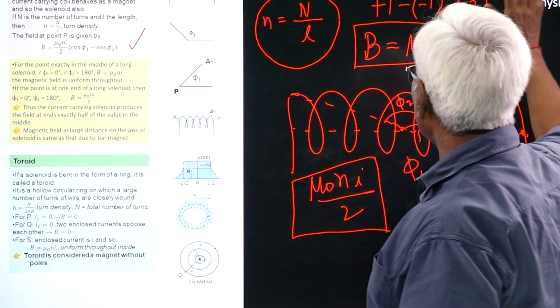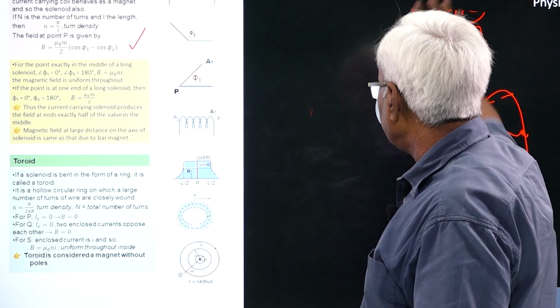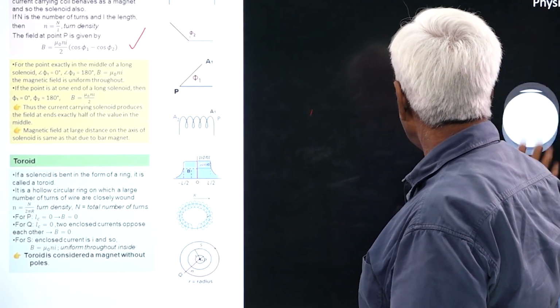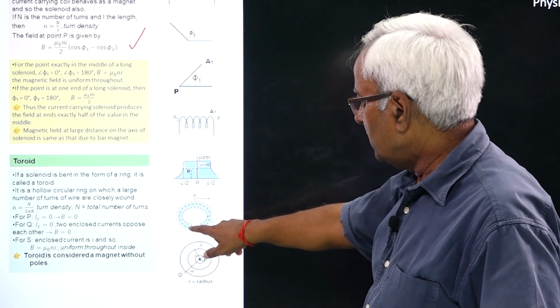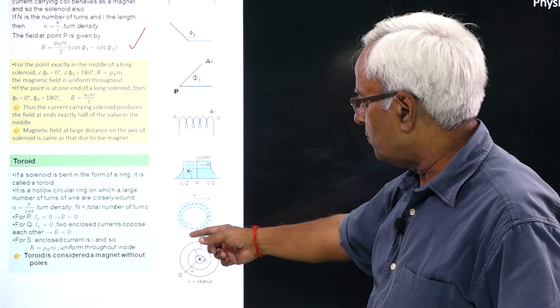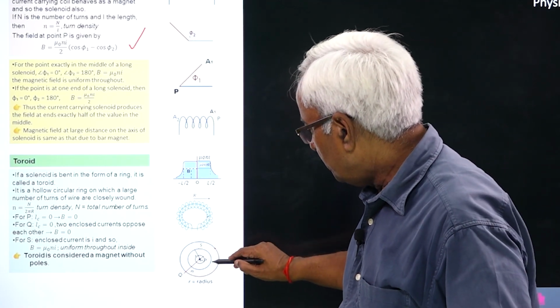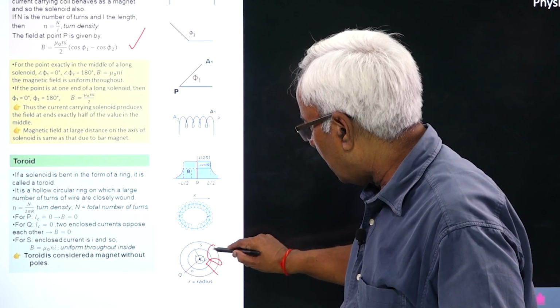Now, what is a toroid? A toroid is a solenoid bent in the form of a circle. As I have shown over here, it's simply a circular coil with a solenoid adjusted over it. And this is very interesting. You consider the solenoid like this.